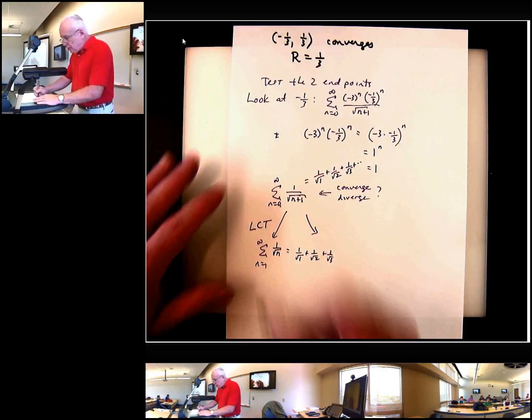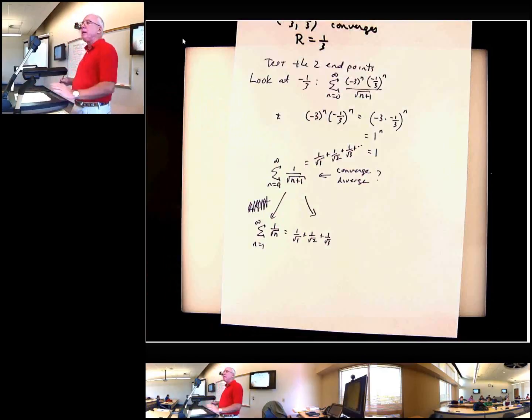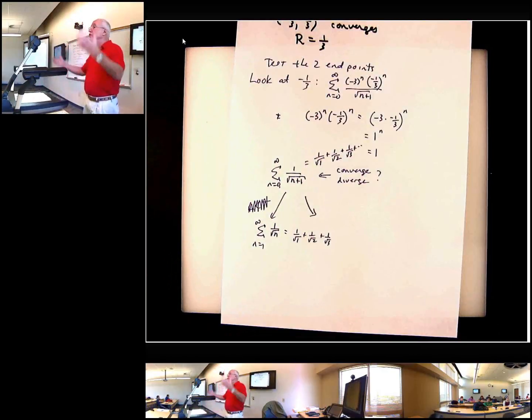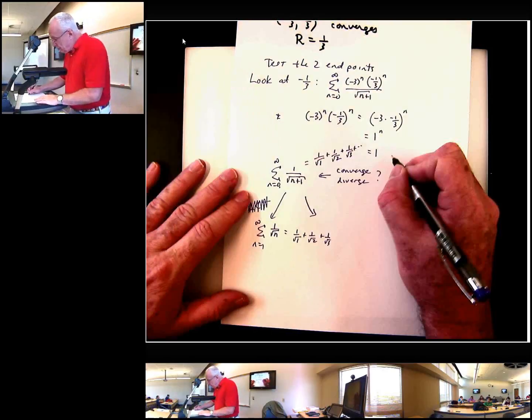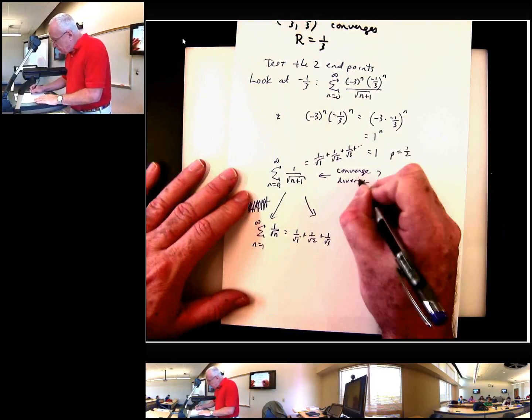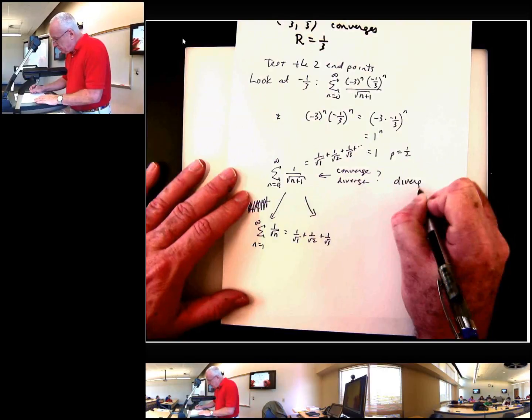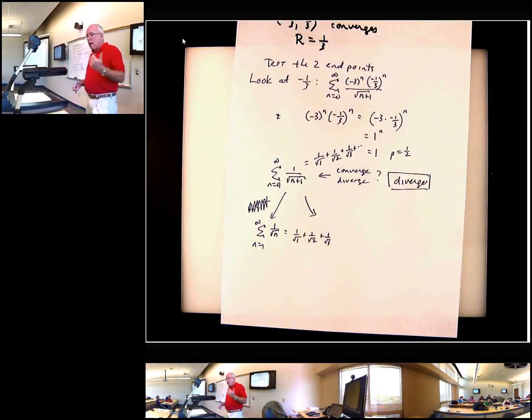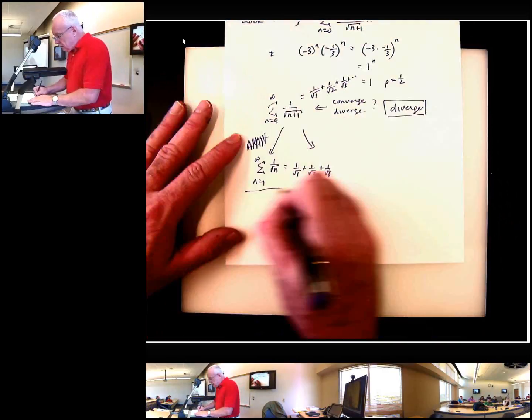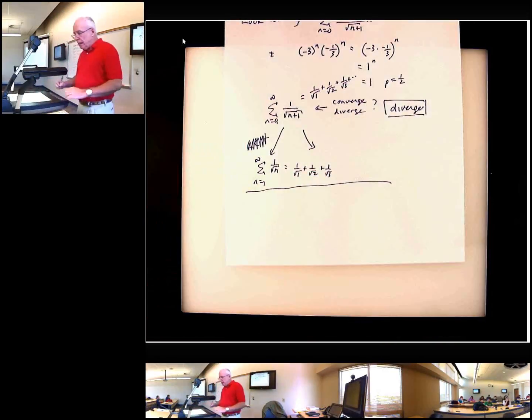In fact, we don't even have to do a limit comparison test because it is, as Jenna says, a p-series. So it's a p-series with p equal to what number? 1/2. So p is equal to 1/2. So it does diverge. Okay. So therefore, at -1/3, it diverges. Now let's look at the other endpoint. Let's look at +1/3.